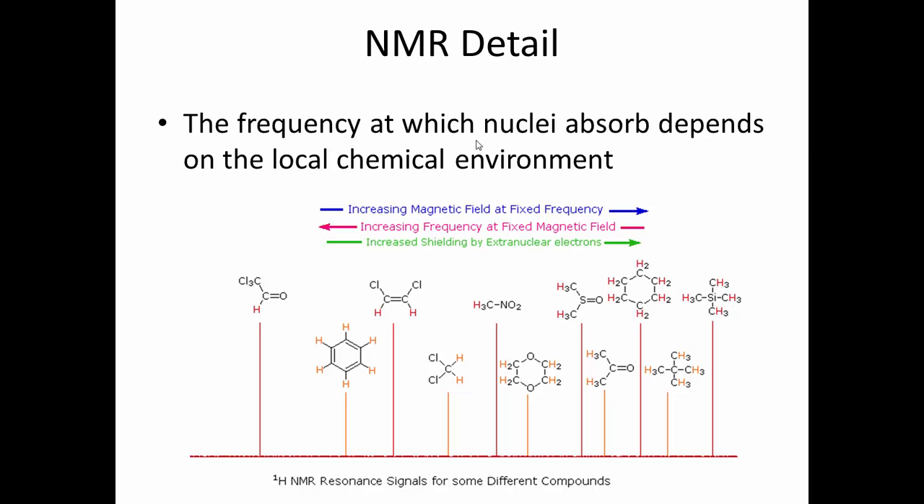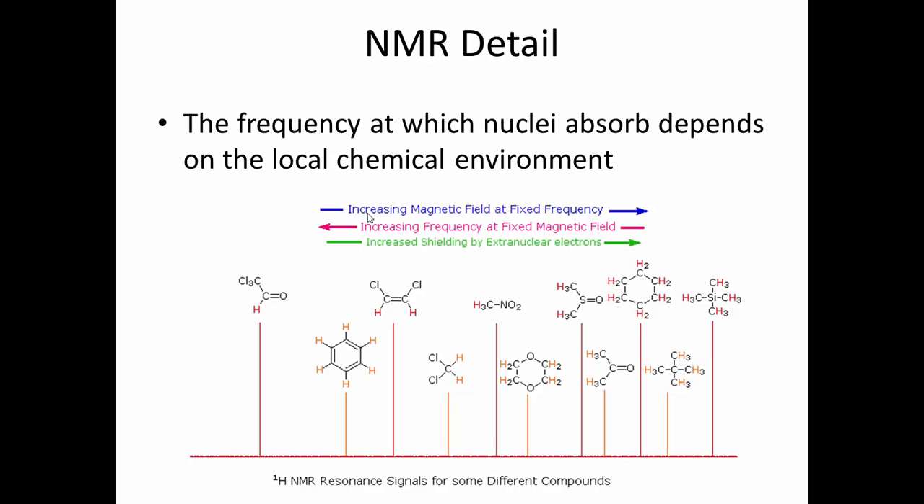So we look at the frequency at which nuclei absorb. And that depends on their local chemical environment. And each chemical environment is different depending on the molecule we're looking at. And you can see that can vary from, say, this alkene here, this dichloroalkene, to this dichloromethane, to kind of a more hydrophilic ring structure, to a more hydrophobic ring structure. The chemical environments are all different, and that puts us at different places when we're putting magnetic fields on these molecules to figure out what's going on.